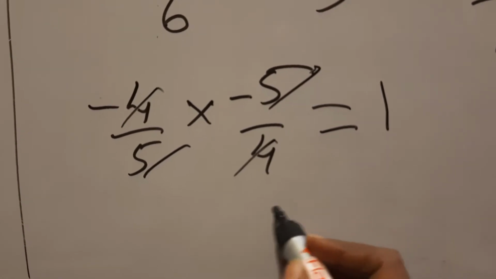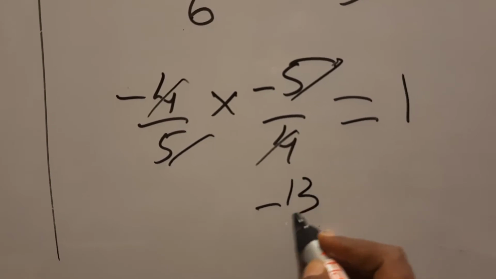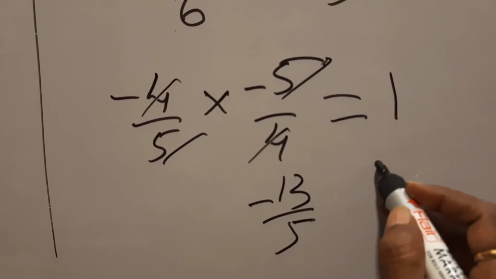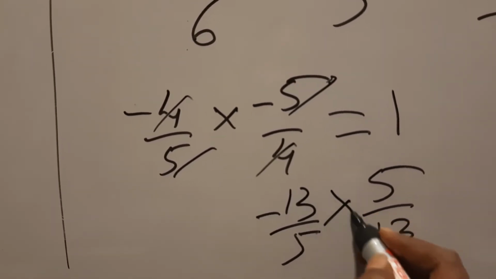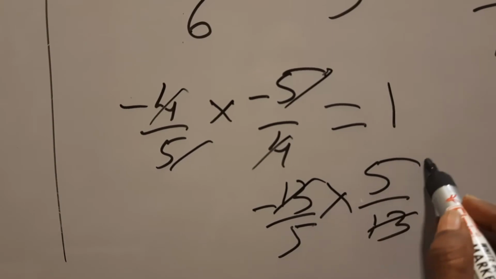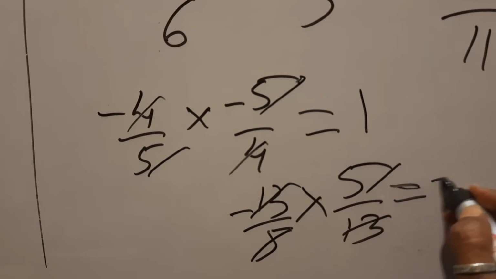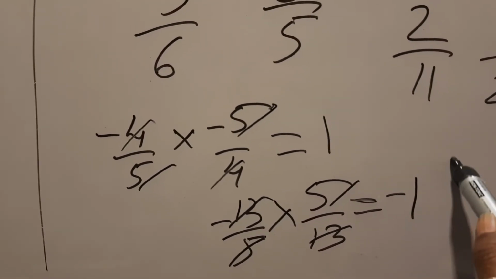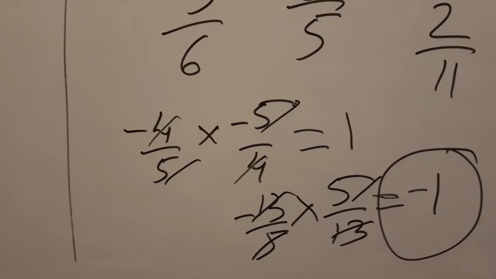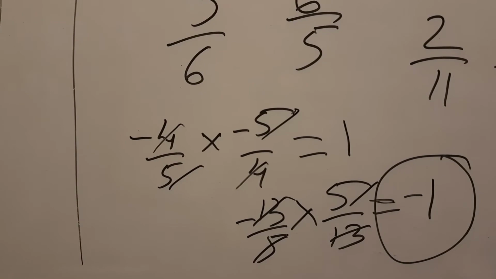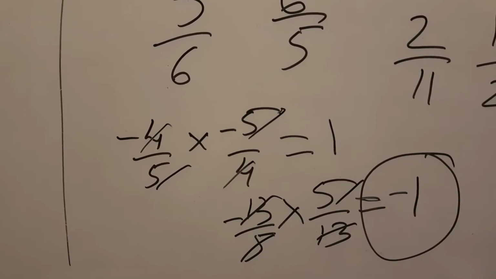But if I take another number, like for example, minus 13 upon 5. Multiplicative inverse of this will be 5 upon 13. Right, children? So when I multiply, see 13 will cancel, 5 and 5 will cancel. But what will be the answer? Minus is here. What will be the answer? Minus 1. And this is not the multiplicative inverse. Okay? So minus 13 upon 5 is not the multiplicative inverse of 5 upon 13. So remember this.